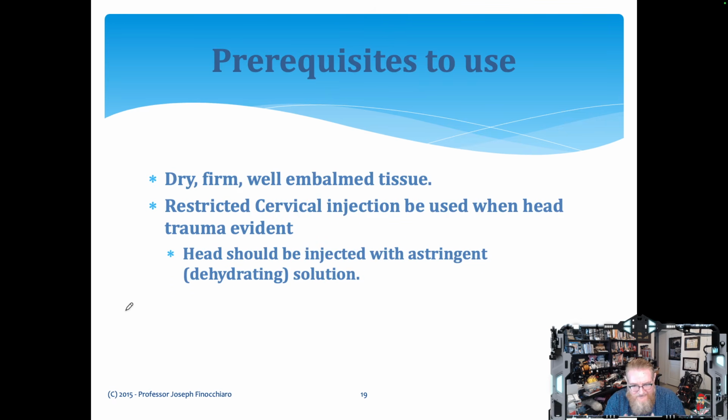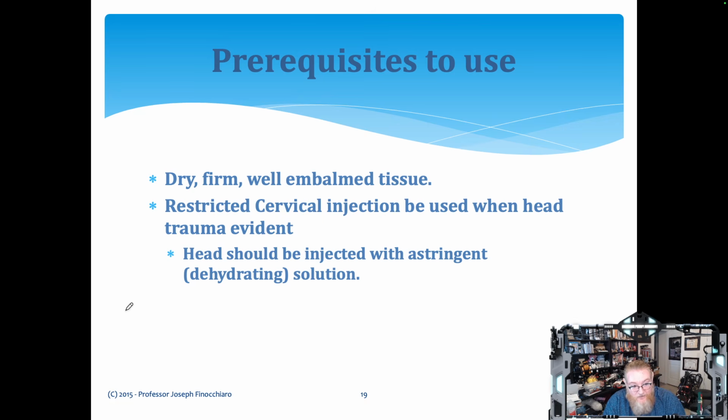So, what do you need to have before you start playing with wax? And the moral of the story to all restorative art techniques: dry, firm, well-embalmed tissue. What is the prerequisite to put on cosmetic? Dry, firm, well-embalmed tissue. Everything hinges on dry, firm, well-embalmed tissue.